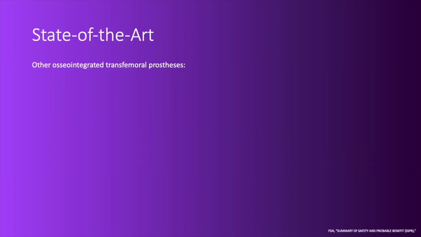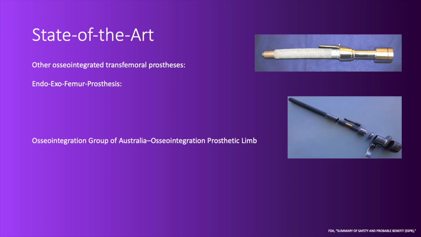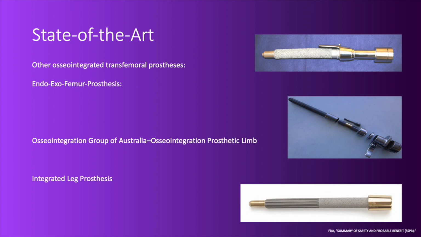Currently, there are only 3 transfemoral prosthetic options available. These include the endo-exo femur prosthesis from Steinbach and Grundy in Germany, the Osseointegration Prosthetic Limb from the Osseointegration Group of Australia, and the integrated leg prostheses from OTN Implants in the Netherlands. All the competitor models use press-fit transcutaneous stems for fixation instead of the biohelix method as used by the OPRA system.